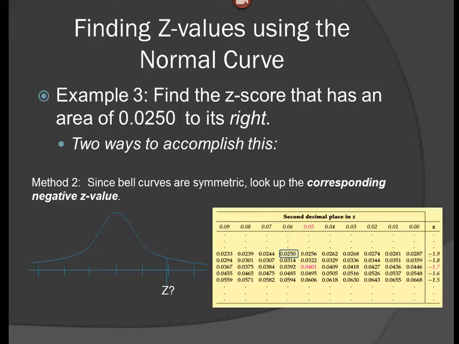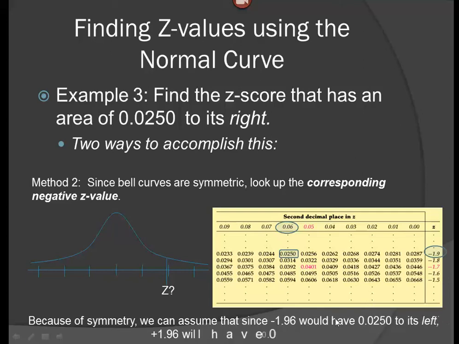And so because of symmetry, we can just ignore the negative and make it positive, and know that positive 1.96 will correspond to the same negative 1.96, 2.5% to its left. And positive 1.96 will have 2.5% or 0.0250 to its right.